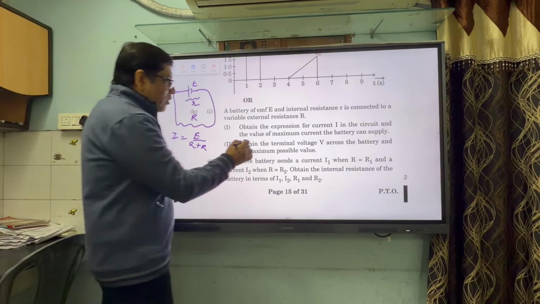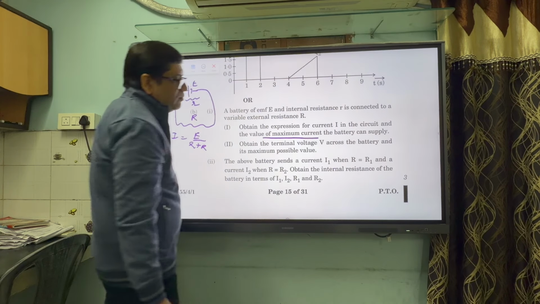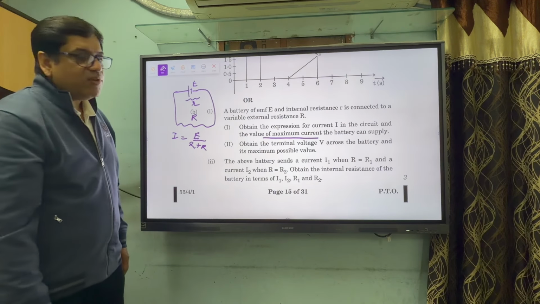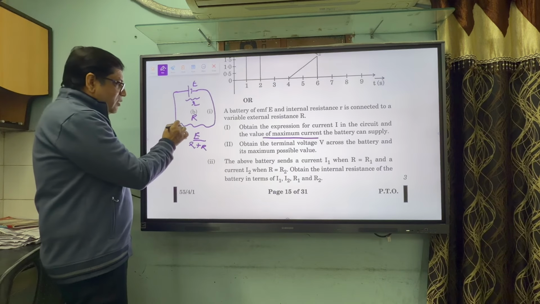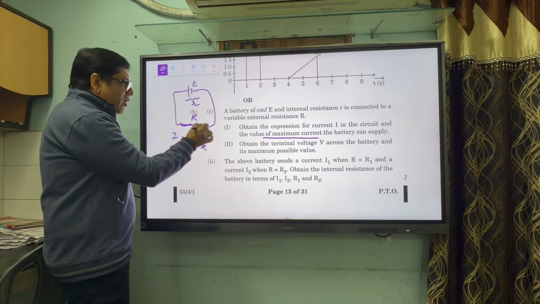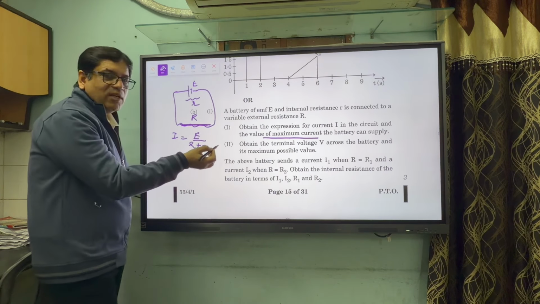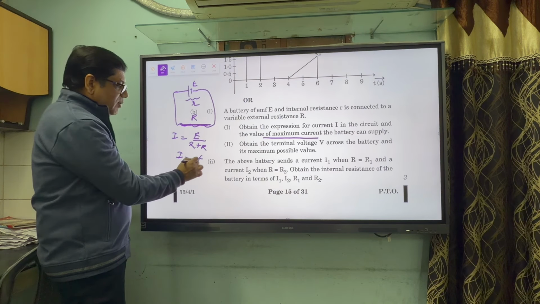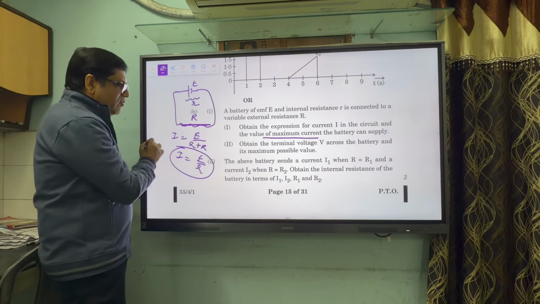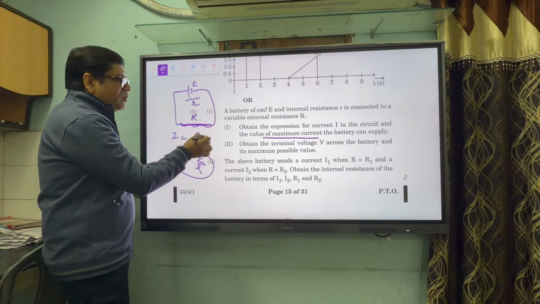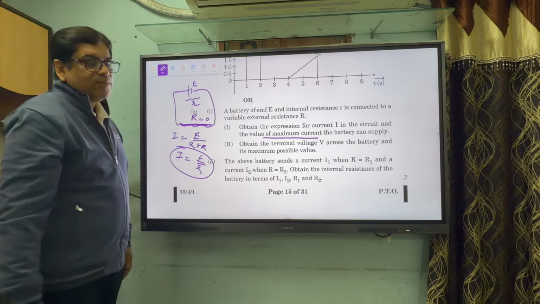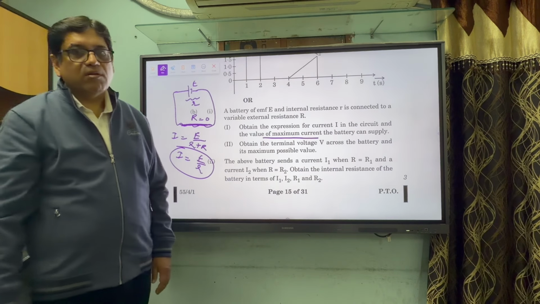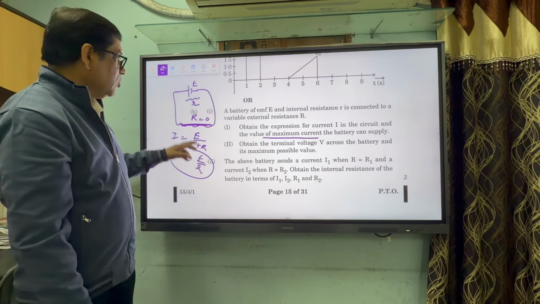Now, what will be the maximum value of current? Maximum value of current will be when this resistance becomes zero. This becomes a conducting wire. No resistance is there, then current will be maximum. Put R to zero. How much maximum current will come? E by small r. This is the maximum value of current, when the external resistance becomes zero.